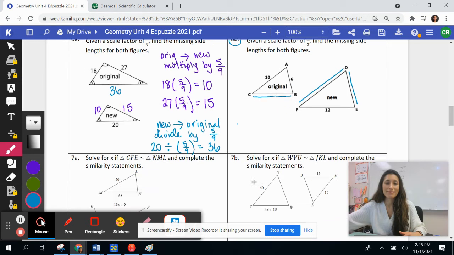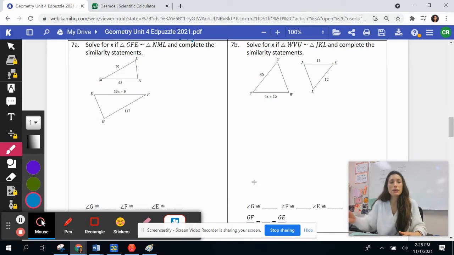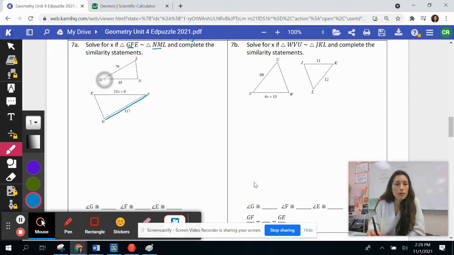Okay, now we've got a similarity statement. So we're going to use that similarity statement to help us figure out the sides we're going to match up with each other to create a ratio. So we've got GF, that's the first letter, second letter, GF, that's going to be this side right here. First letter, second letter, that matches to side NM. NM, here's 65 here. So these two sides are what we call matching sides.